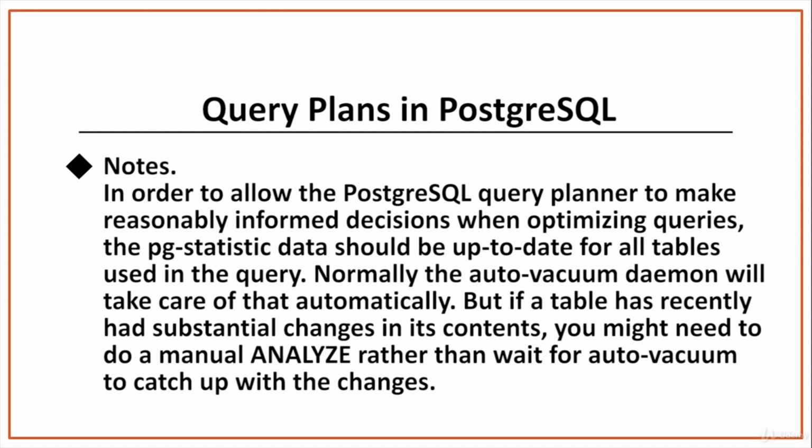Just a few notes. In order to allow the PostgreSQL query planner to make reasonably informed decisions when optimizing queries, the PG statistic data should be up to date for all tables used in the query. Normally, the AutoVacuum daemon will take care of that automatically. But if a table has recently had substantial changes in its contents, you might need to do a manual analyze rather than wait for AutoVacuum to catch up with the changes.